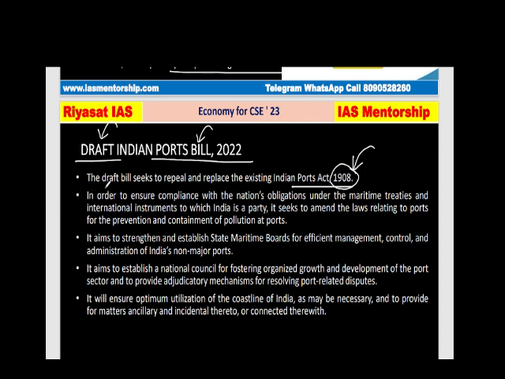Okay, basically we have many international treaties and international instruments which we need to comply with, and India is also a party. So we need to change our laws according to those international treaties. That is why the aim is to amend the laws relating to ports for the prevention and containment of pollution at the ports.